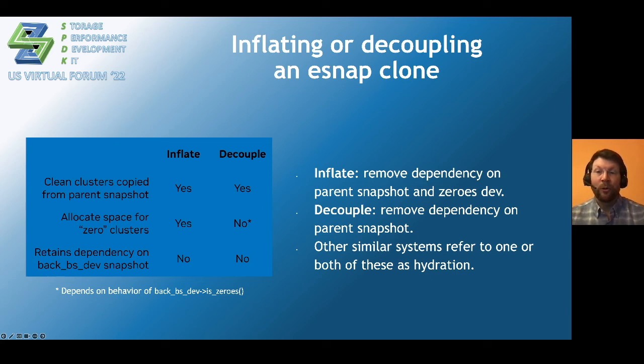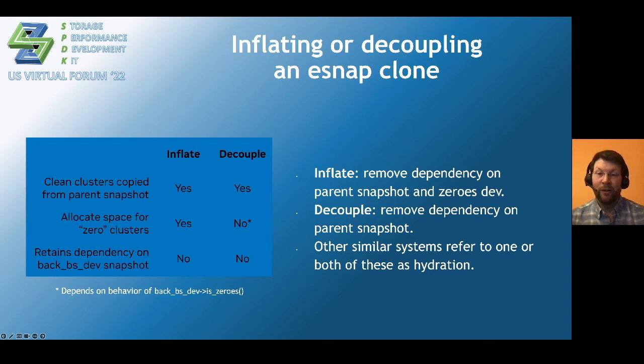Many storage systems that support clones support hydration operations. SPDK's blobstore supports two different kinds of hydration, inflate and decouple. Both of these methods remove a clone's dependence on a snapshot, meaning they will no longer be a clone. Inflate makes it so the blob's storage is fully allocated in blocks that are private to the blob. It will no longer have a back bsdev that refers to a snapshot or a zeros device. Decouple is similar, but it only removes a dependency on the snapshot. If the snapshot is thin provisioned, the snapshot clusters backed by the zeros device will continue to be unallocated, implicitly zero-filled in the inflated blob.